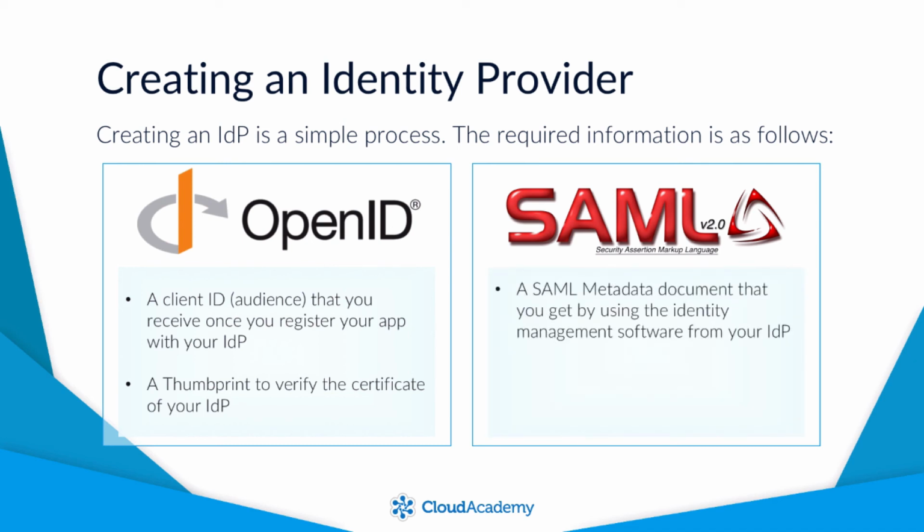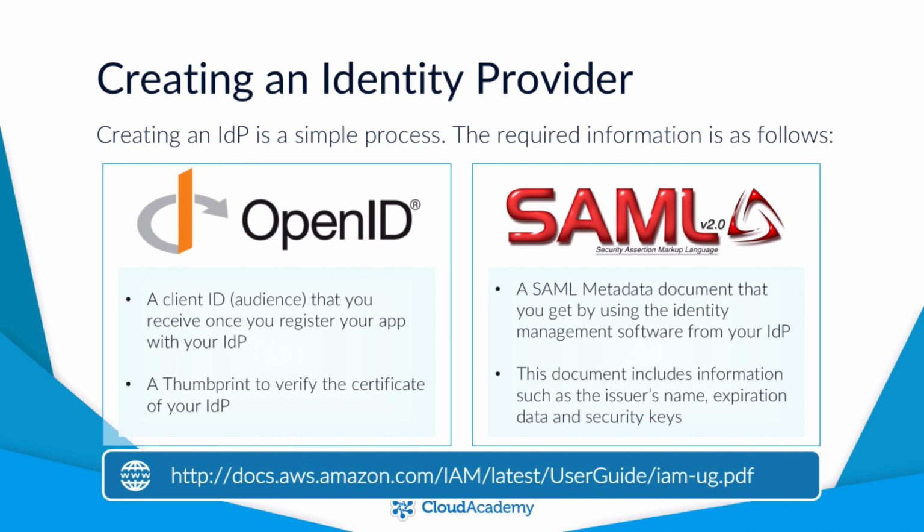For SAML providers, you will need a SAML metadata document that you can get by using your identity management software from your identity provider. This will include information such as the issuer's name, expiration data, and security keys, which are used to validate the SAML authentication response from your identity provider. Further information on these requirements and how to get them is outside of the scope of this course. However, further information on these elements can be found within the IAM user guide with a link on screen.